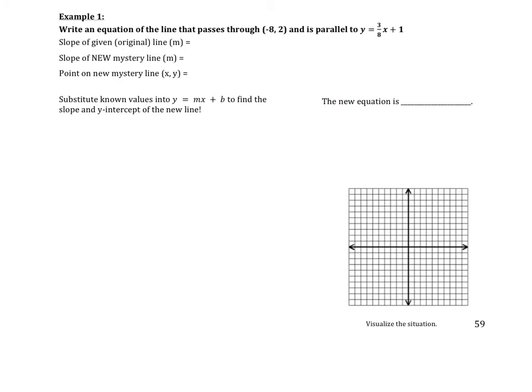Now let's look at an example. Fill this in your notes, and if you have a different version of the notes, then write this on separate paper. Write an equation of the line that passes through (-8, 2) and is parallel to y = 3/8 x + 1. If I want a line parallel to this line, the only thing I care about is the slope.